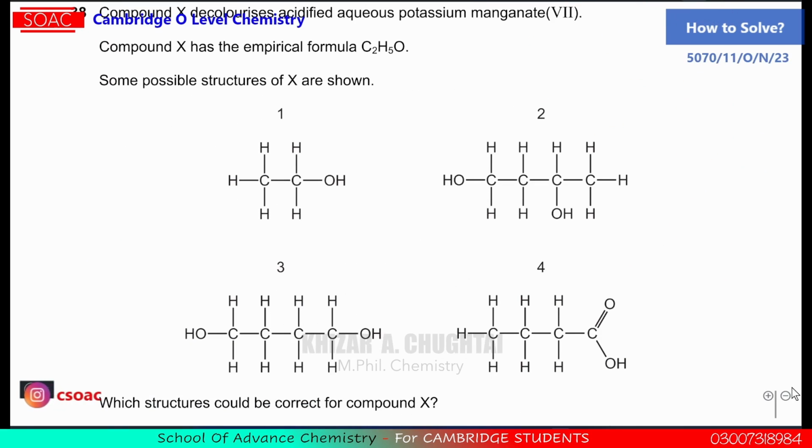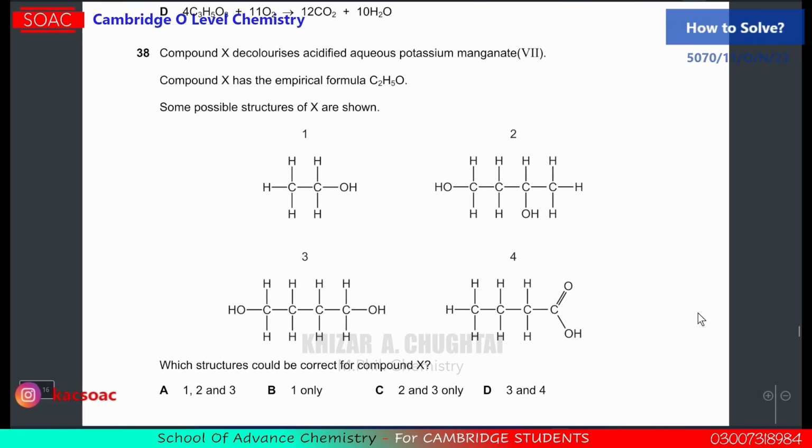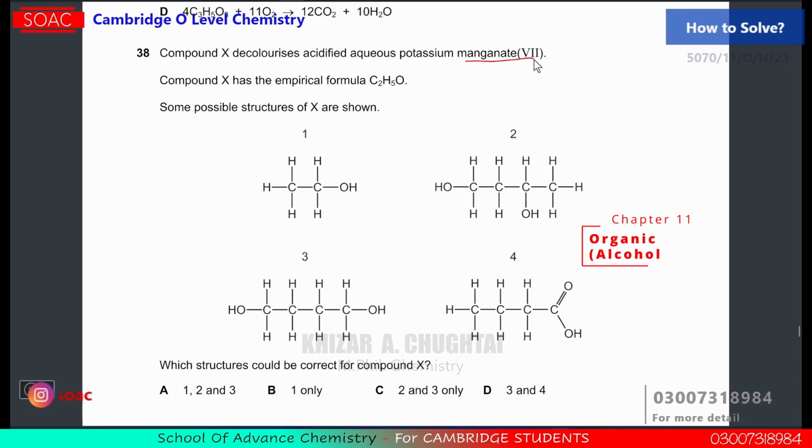Question number 38. Compound X decolorizes acidified potassium manganate(VII). Compound X has empirical formula C2H5O. Some possible structures of X are shown here. Which structure could be correct for compound X? Once again, compound X decolorizes acidified potassium manganate.